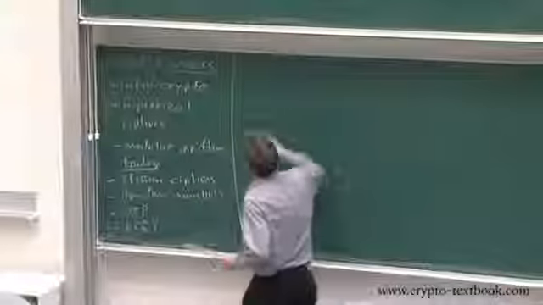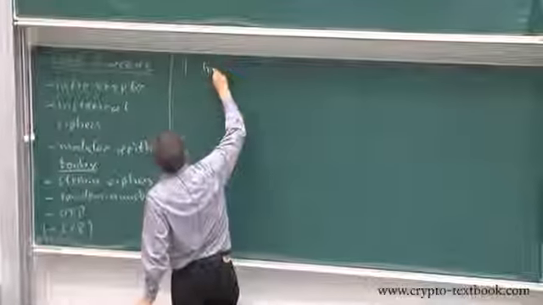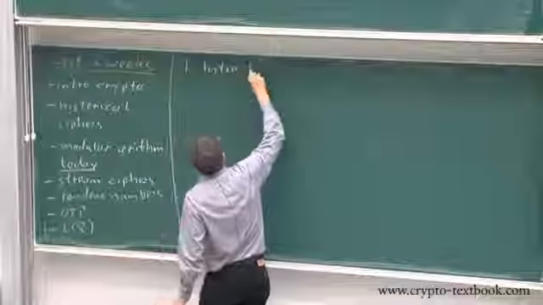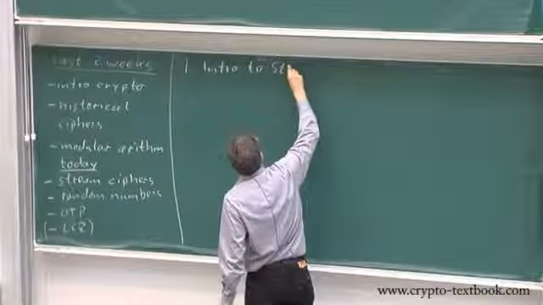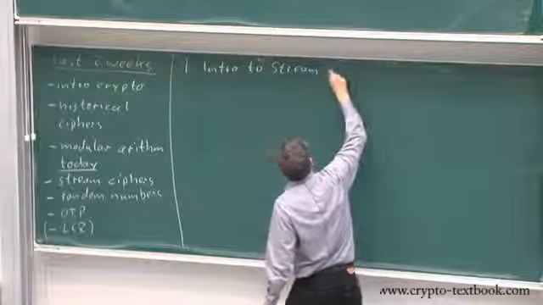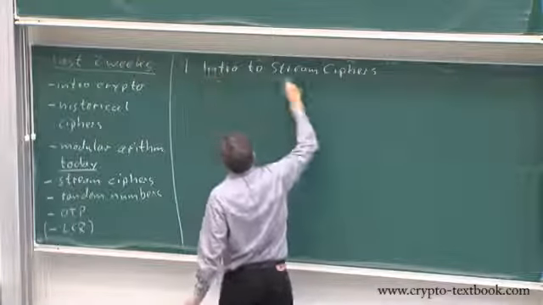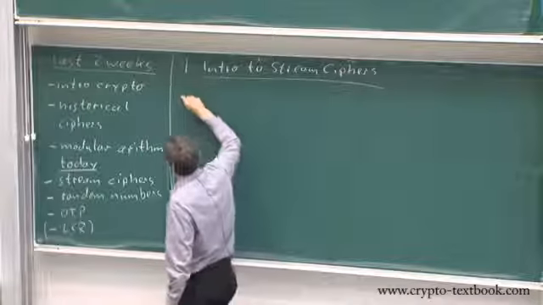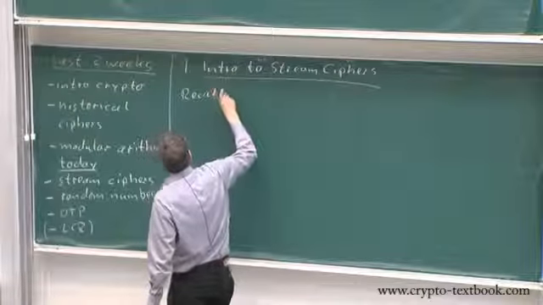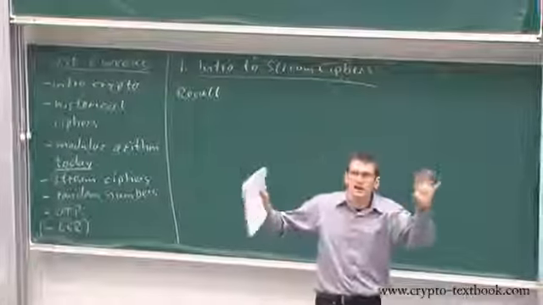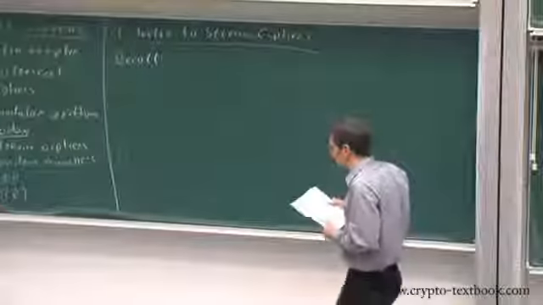So we start with intro to stream ciphers. So where are we? Just to give you a little bit of the big picture. Where are we in this universe of cryptography?